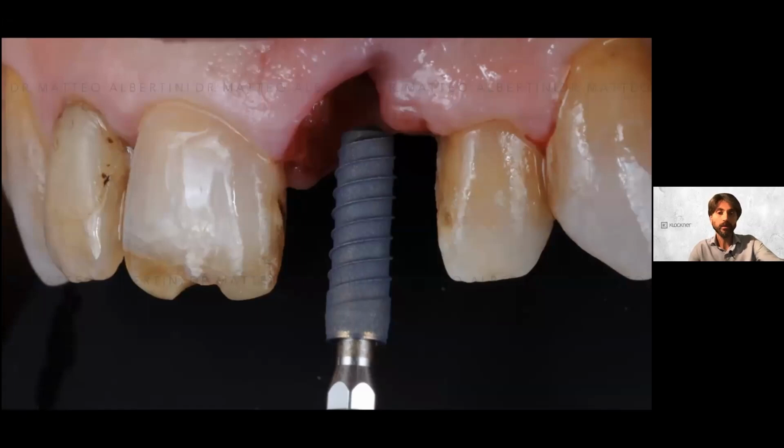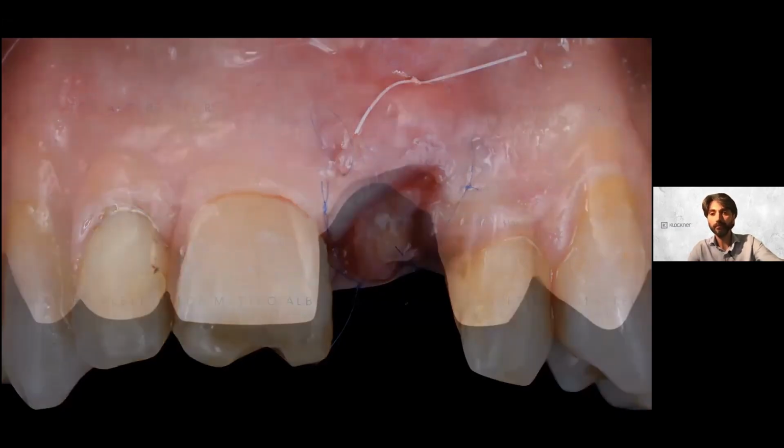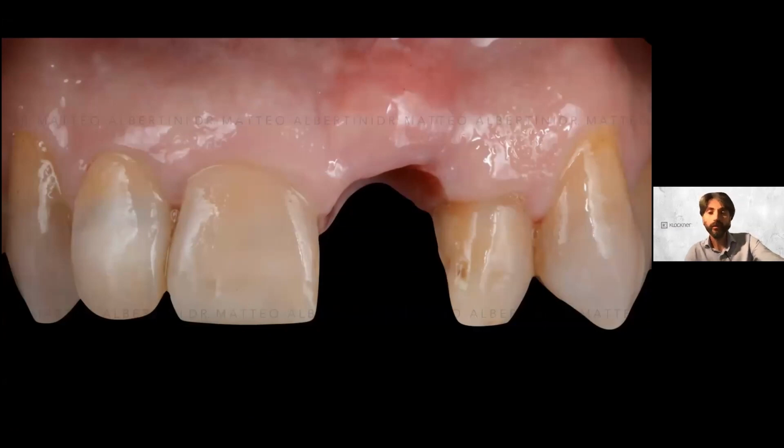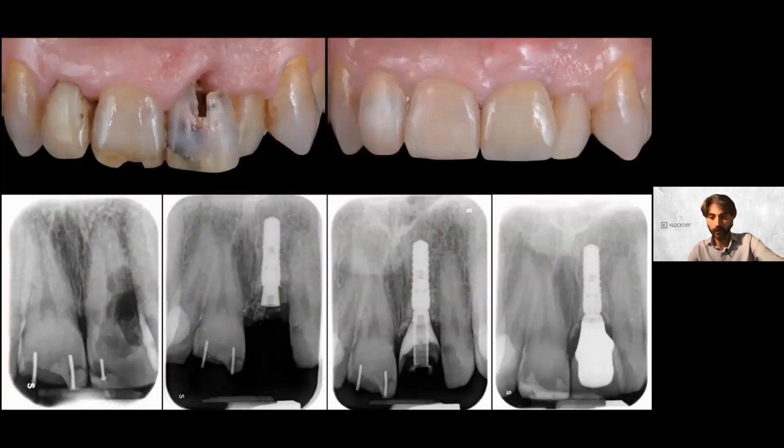In this case, we decided to put the implant as well and to do the surgery all in one shot. So we put the implant, we made the same protocol. This is the situation after conditioning the soft tissues with the provisional restoration. And here we have the final delivery of the definitive crown. You can see how the bone is maintaining.